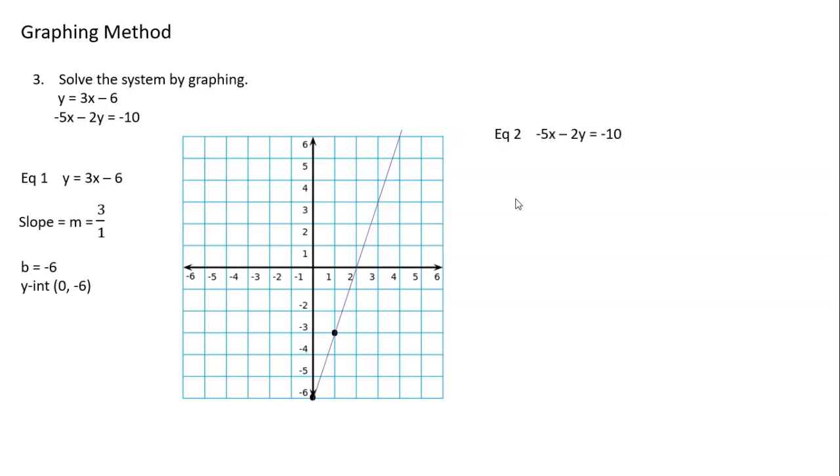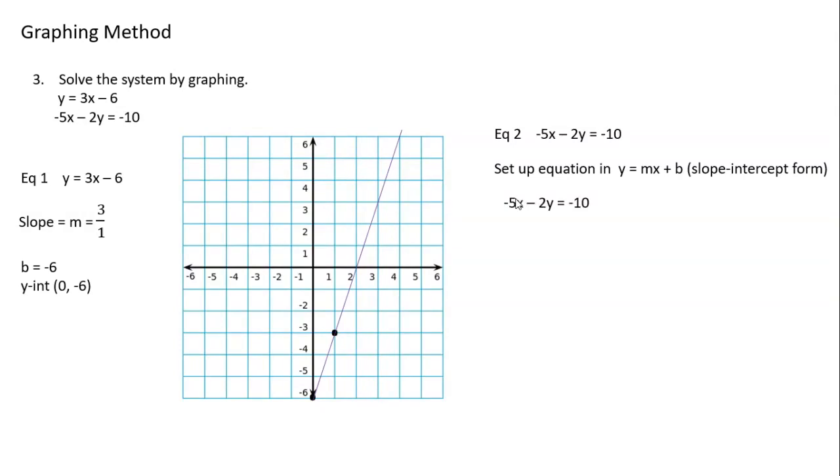Now let's go ahead and use the second equation. Now for me, what I would like to do is, this one's in general form. Let me go ahead and convert it into its slope-intercept form. This allows me to graph really easy. So that's just solving for y.